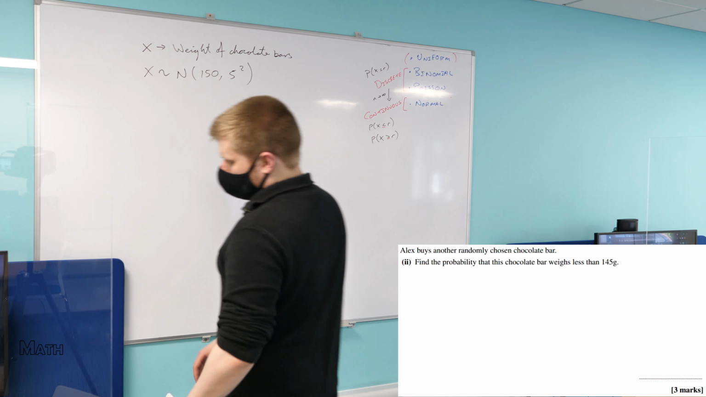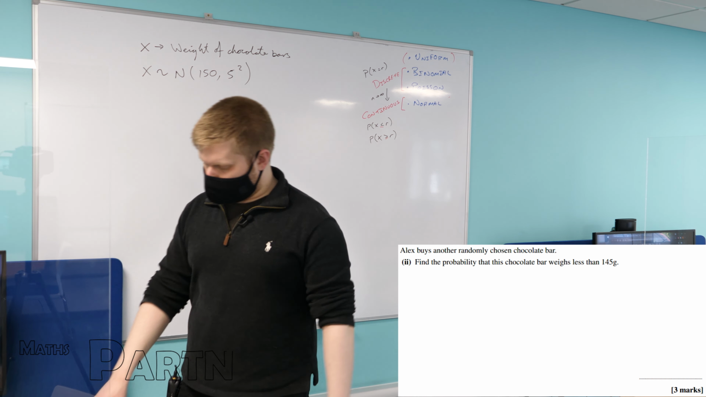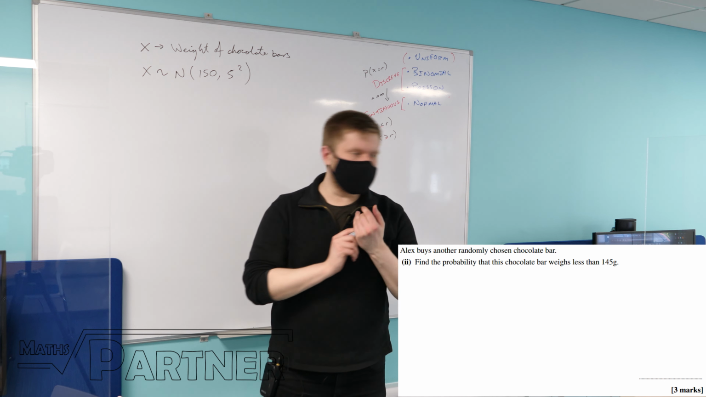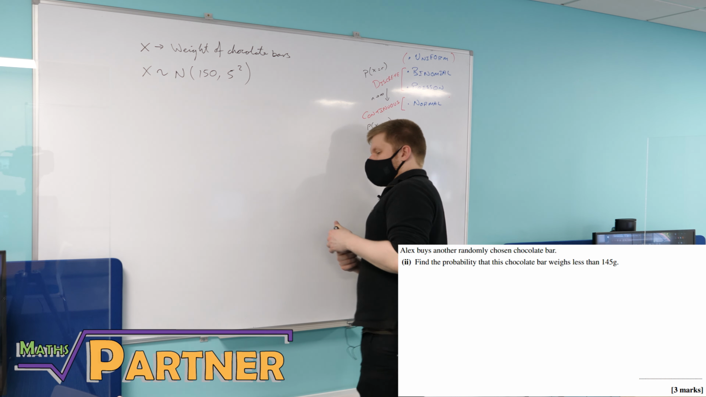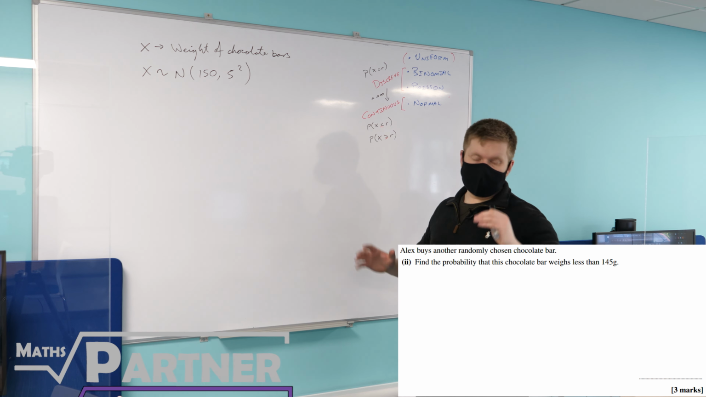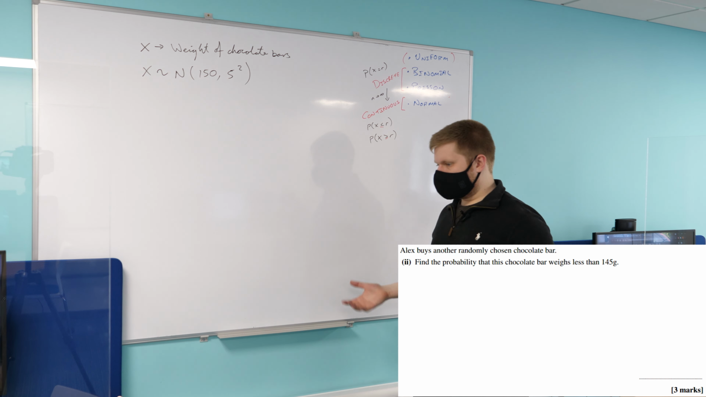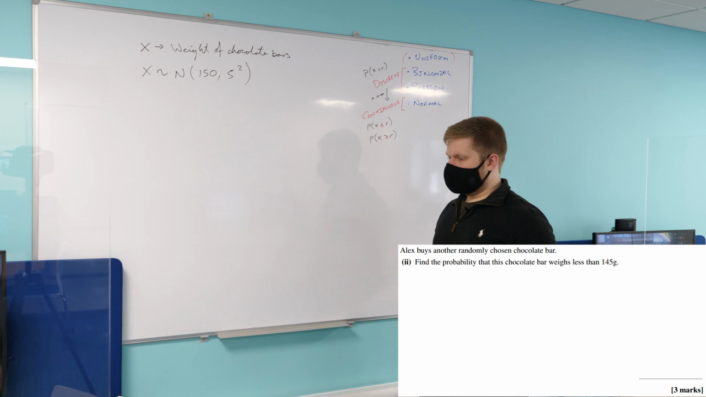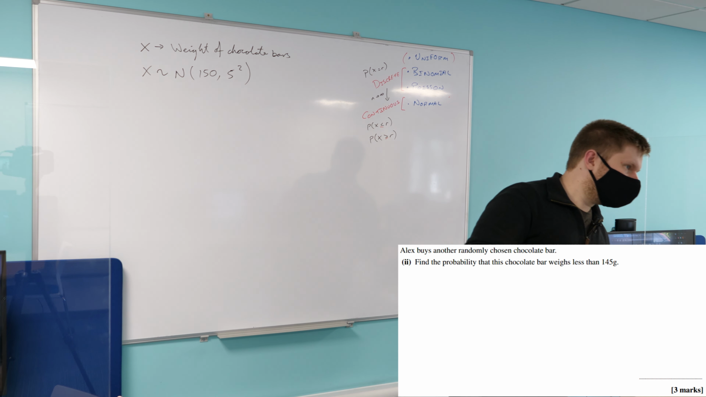Okay, so just carrying on with question 3 then. So still doing normal distribution. Okay, so part 2. We've been told that Alex buys another randomly chosen chocolate bar this time, so not necessarily 160 grams like was last question, just another randomly chosen chocolate bar. Find the probability that this chocolate bar has a weight of less than 145.